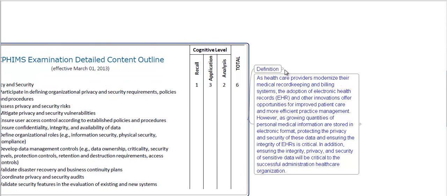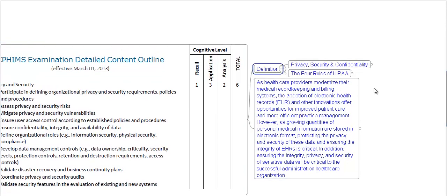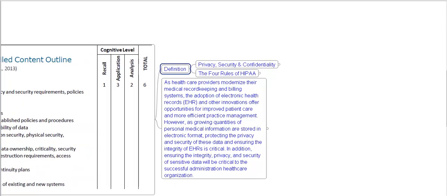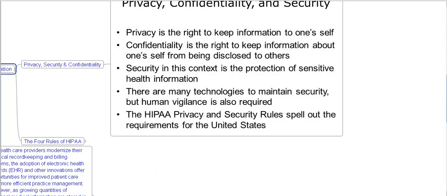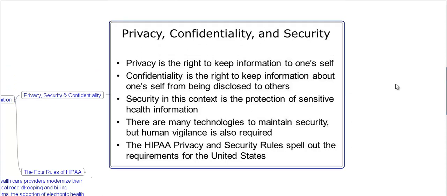Definitions. Privacy, security, and confidentiality. Privacy is the right to keep information to oneself. Confidentiality is the right to keep information about oneself from being disclosed to others. Security in this context is the protection of sensitive health information.